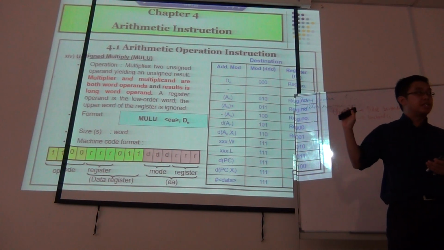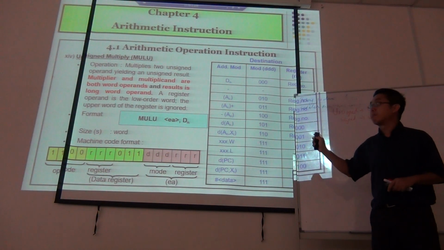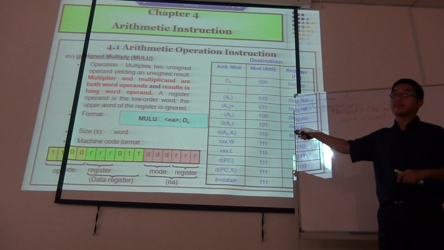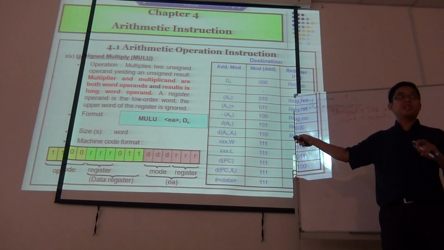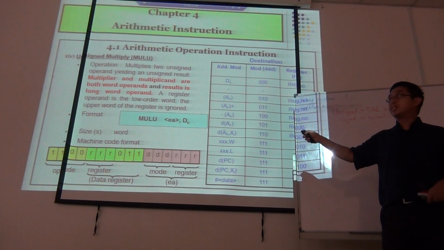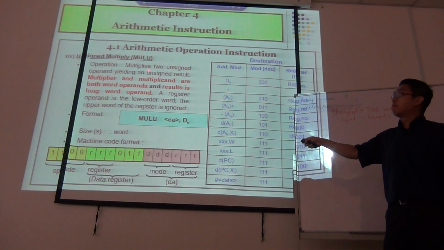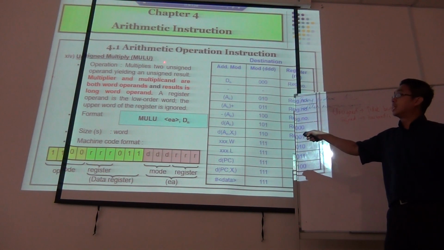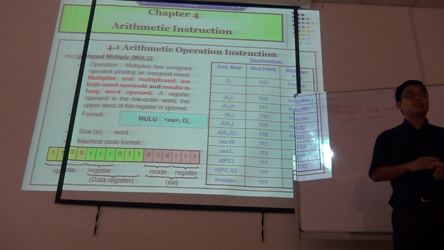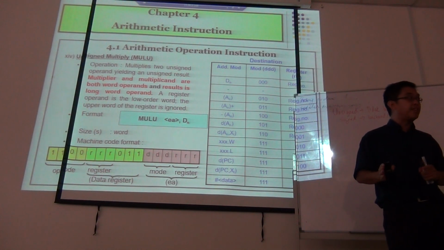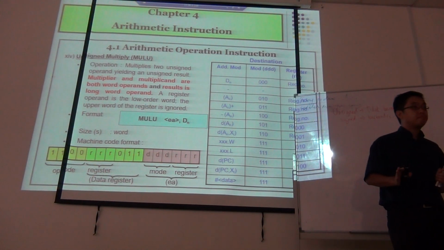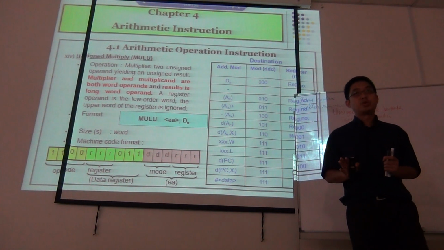Okay, so we go for the easiest one first. This is multiply unsigned. Positive, very simple. What does it mean? The operation multiplies two unsigned operands yielding an unsigned result. So positive times positive is equivalent to a positive number. It's very straightforward.